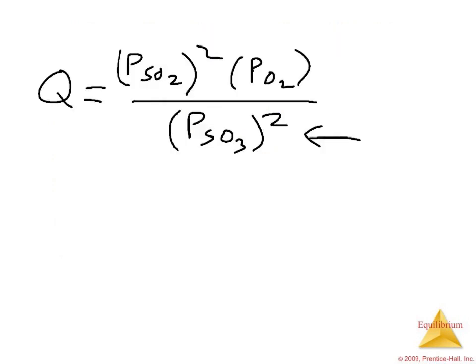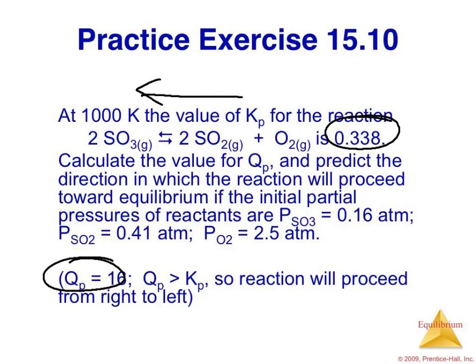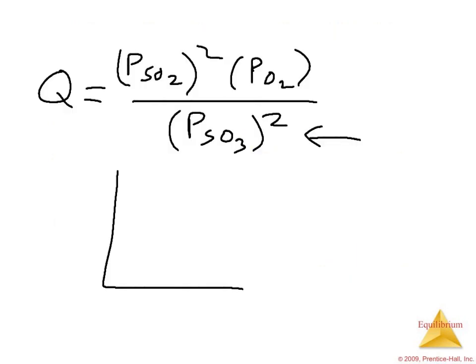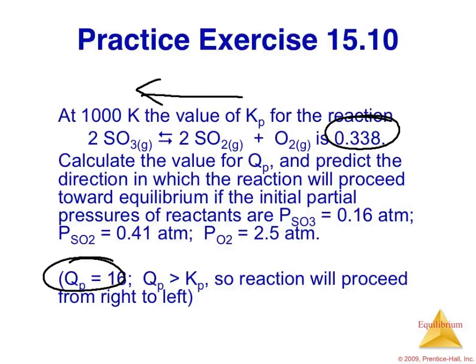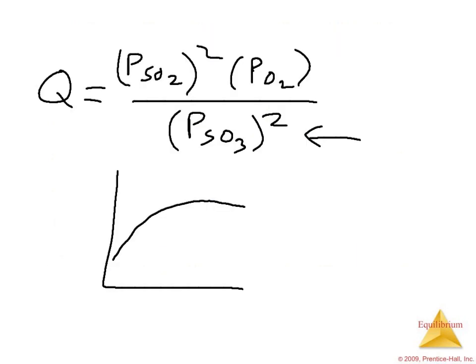Alright, so again, if I was drawing a graph here, I've got the pressure of my SO3 starting out at 0.16 atmospheres. That's going to need to increase. Okay, so the pressure of my SO3 starting out at 0.16 is going to go up. Sorry, that was supposed to level off. The SO2, 0.41 atmospheres, so it starts a little bit higher, but it's going to decrease over time.